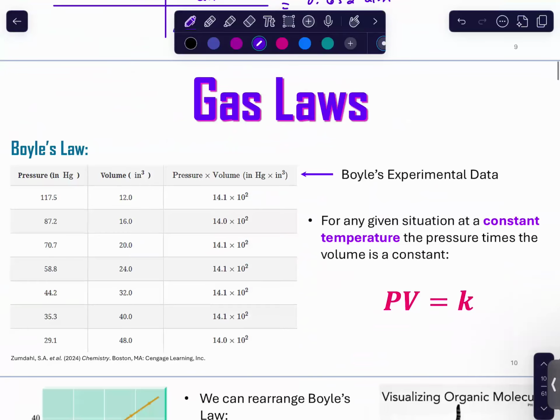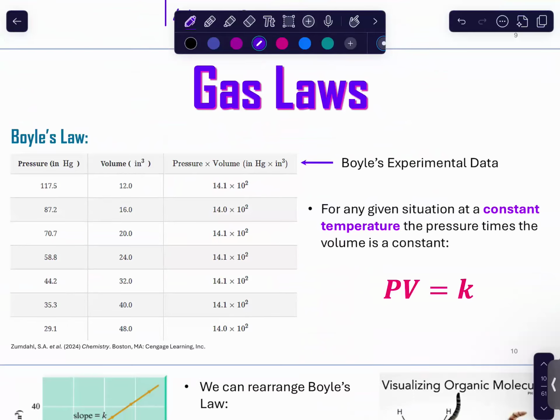You don't have much time, but we're going to start getting into gas laws. So the first gas law we're looking at is called Boyle's law. And I have these highlighted in purple because these are the keys to this. For any constant temperature, the pressure times the volume is a constant.